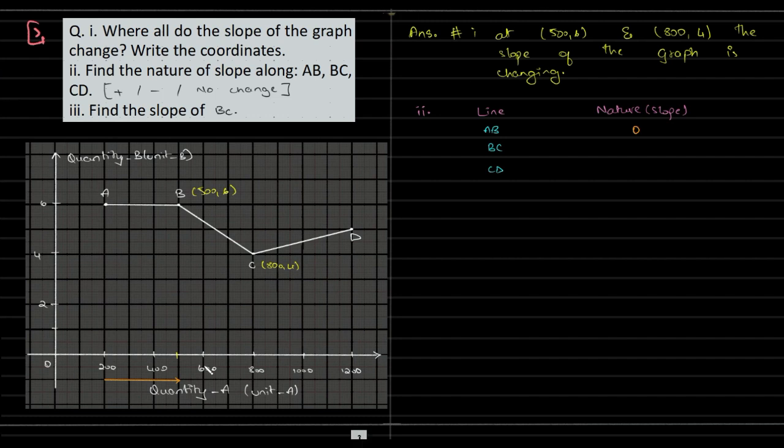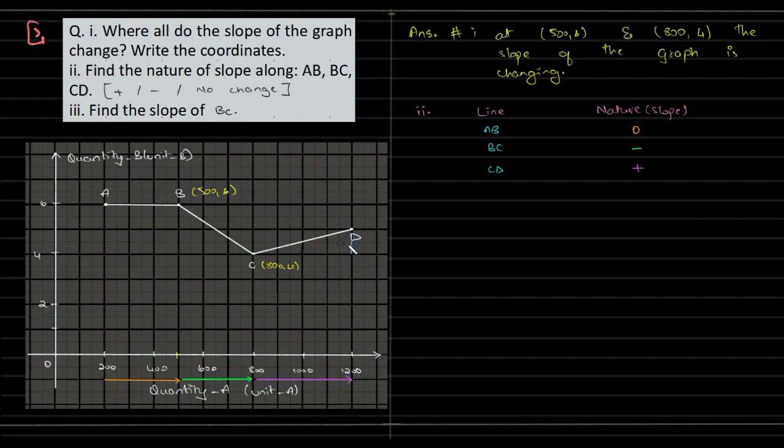Next, B to C. There is a decreasing value. So this is negative. Then we have C to D. This is an increasing value. Positive, right? So this is your nature of the slope. All we have to look at is if it's decreasing or increasing. Over here, it is clearly decreasing. And over here, it's clearly increasing.